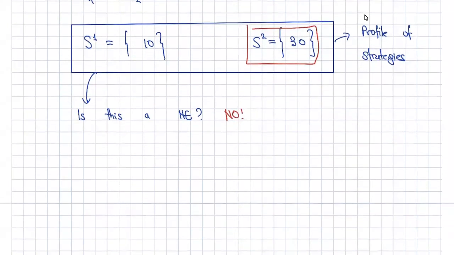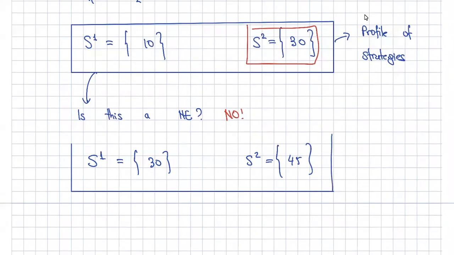So I could tell you, for example, what about the strategy for player 1 is to play 30, and the strategy for player 2 is to play, let's say, 45. Well, is this a strategy profile? You bet it is, because it has one strategy for each player. Is it a Nash equilibrium? The answer is no. Why? Because if you pick any player and you fix the strategy of the other, holding constant and known the strategy of the other, the answer is no, it's not a Nash equilibrium. You can easily convince yourself of this.